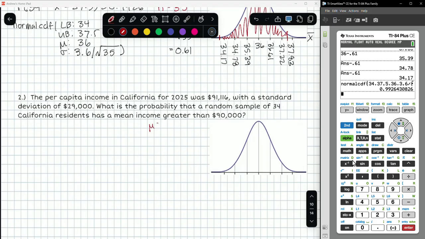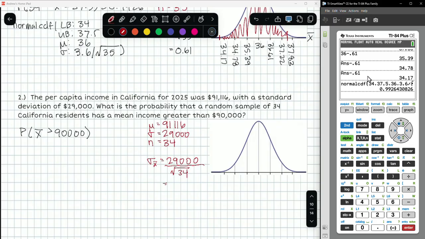So I know my population mean is 91,116. I know the standard deviation for the population is 29,000. I know my sample size is 34. And I know that I'm asking a probability question for the sample mean to be greater than 90,000. So I'm going to do what I did last time. I'm going to do that quick standard deviation for my sampling distribution, which is population value divided by square root of sample size.